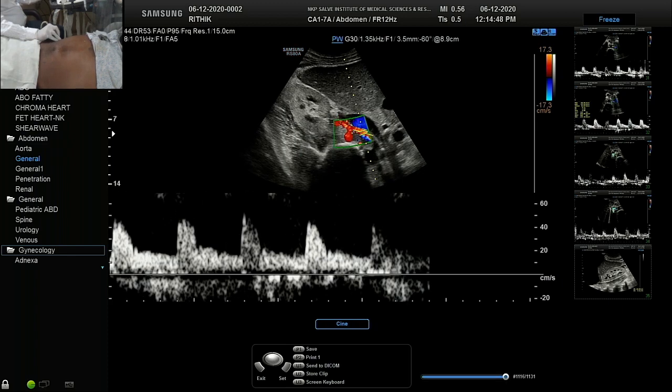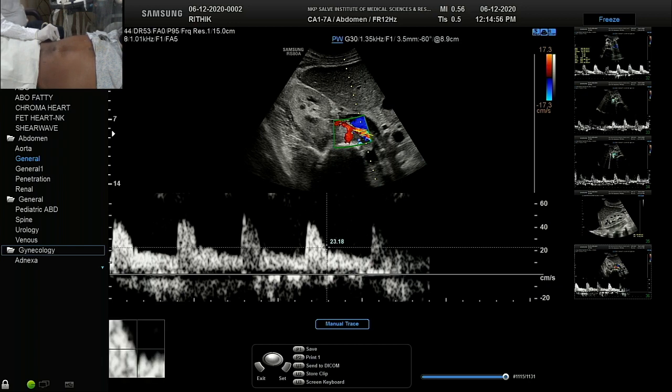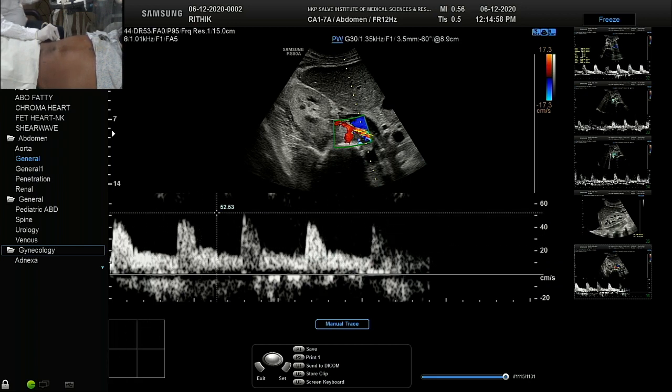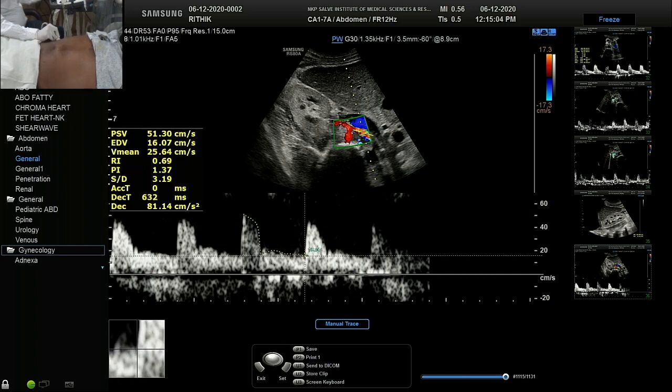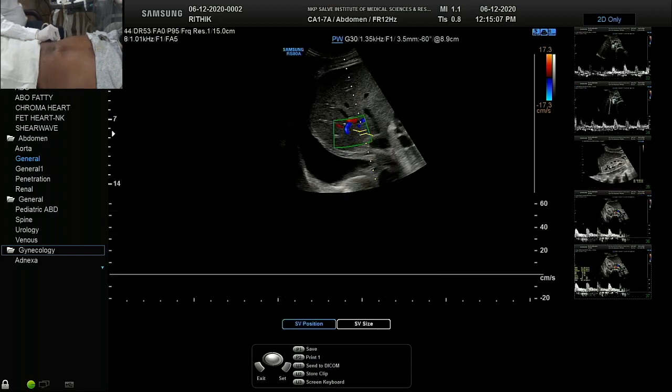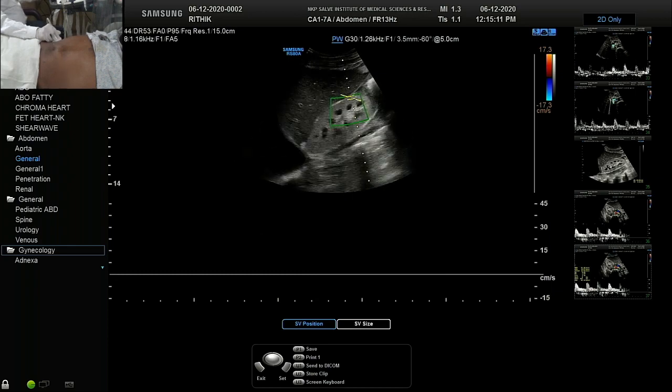He is not able to hold breath for longer time, but we could sample this renal artery. We'll try to measure the resistivity index. For resistivity index, you need to measure the systolic and diastolic. It is just at the upper limit of normal, so looks normal for us.